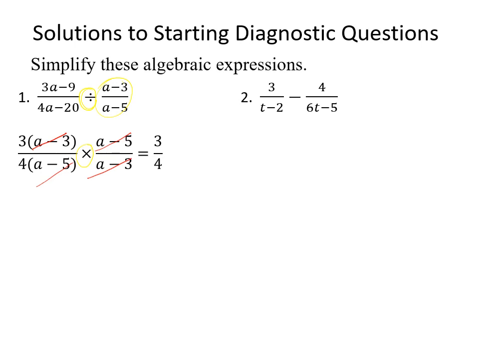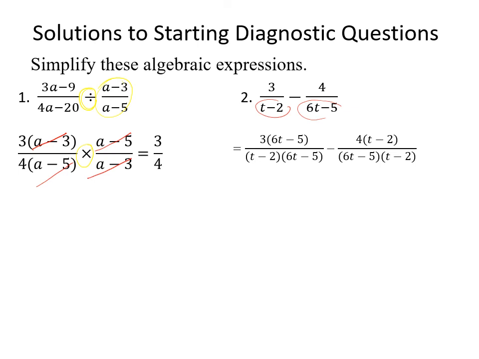That's correct. Okay, on this side, again, the lowest common denominator. So the lowest common multiple for these two is you just multiply these two expressions together. Then 3, I've got to multiply by 6t minus 5. And on this side, 4, I've got to multiply with t minus 2. Then what's next is you expand. Okay, so put that into common denominator first. So 3 times 6t minus 5 minus 4 multiplied with t minus 2.